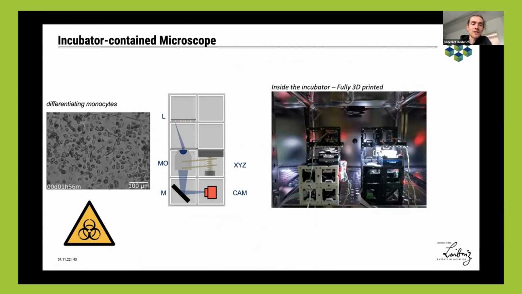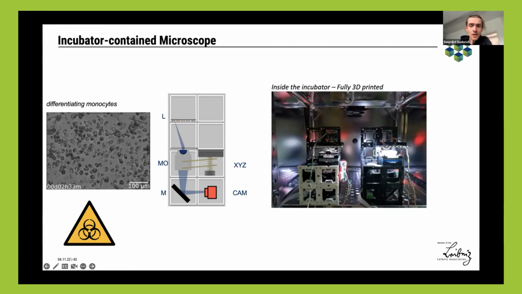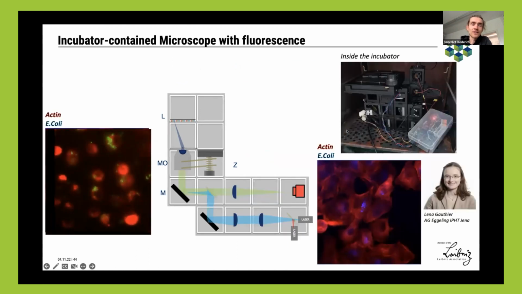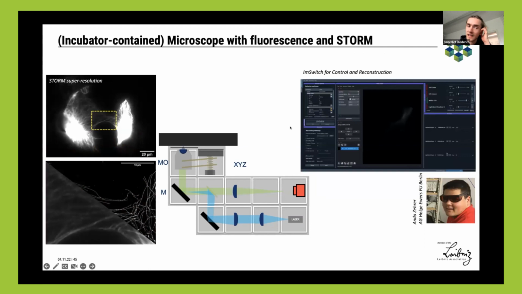For example, an inverted microscope with phase contrast, which you can fit many of those in an incubator. Or you can also build multicolor fluorescent microscopes, as you can see here, to, for example, observe the entry of virus or bacteria into a cell. Or you can also, I think this has been shown many times today, do super resolution using single molecular localization.